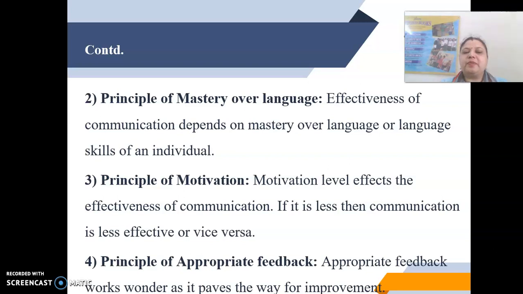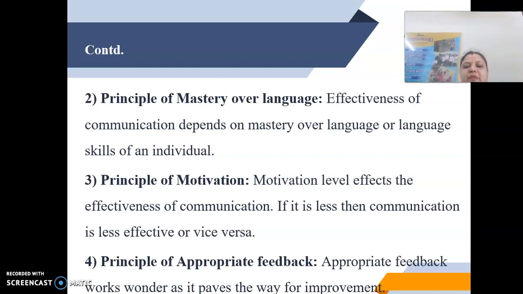Third is principle of motivation. Motivation level affects the effectiveness of communication. If it is less, then communication is less effective, and vice versa. The motivation of sender helps him in proper encoding and motivation in receivers helps him in catching the message properly.